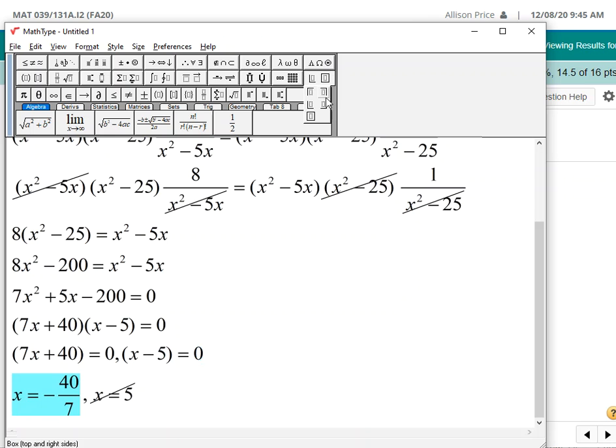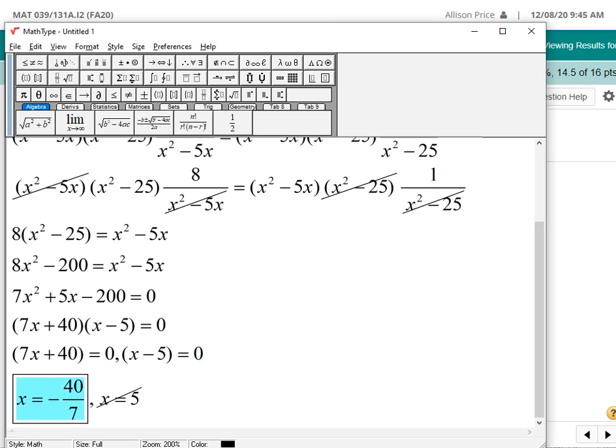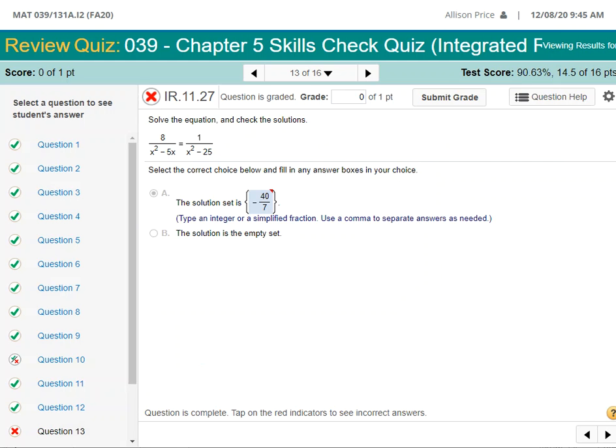Hopefully, when we flip back over to our MyMathLab tab, that is also what they have. And it does appear so.